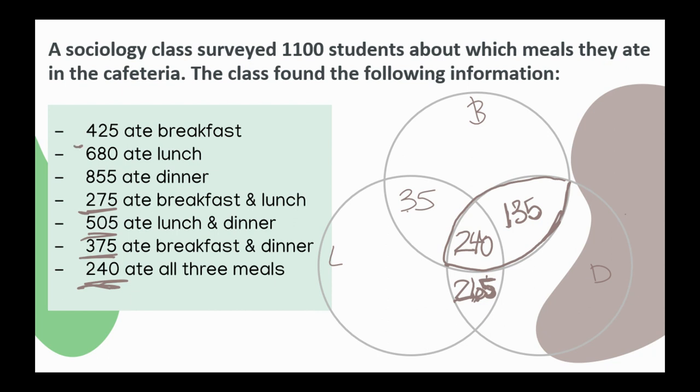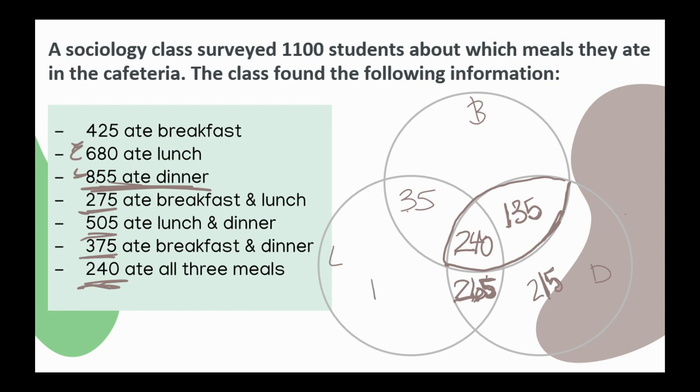Now let's look at these last 3 here. We have 855 who ate dinner. But of those 855, 135 of them ate breakfast and lunch, 240 of them ate all 3, and 265 ate lunch and dinner. So we're going to have to subtract. So we're going to take 855 minus 265 minus 240 minus 135, and we come up with a total of 215 people who ate just dinner. Okay? Go ahead and do the same thing for lunch and breakfast. So we're going to subtract all of the pieces that are in the middle.